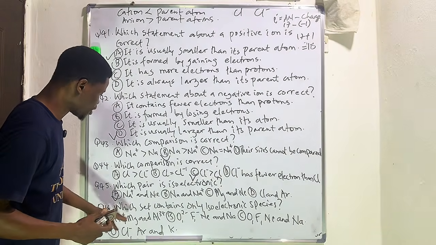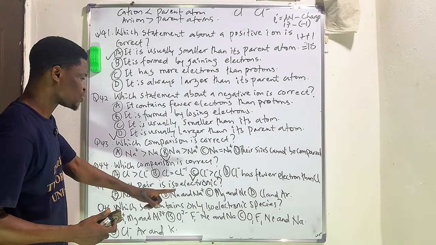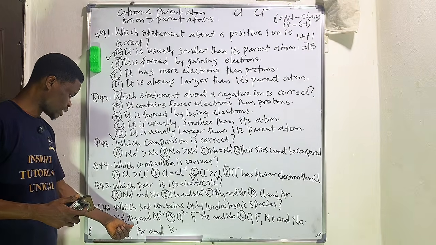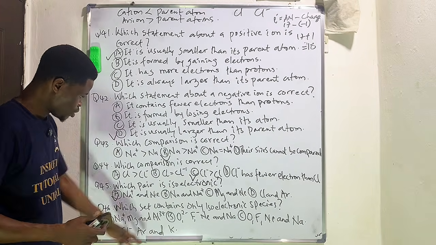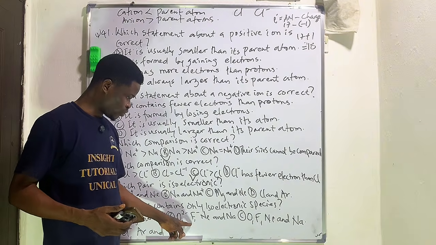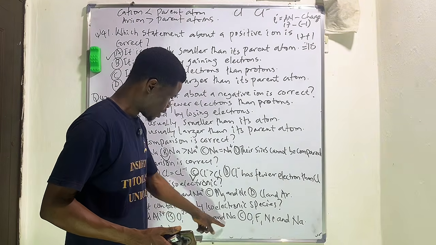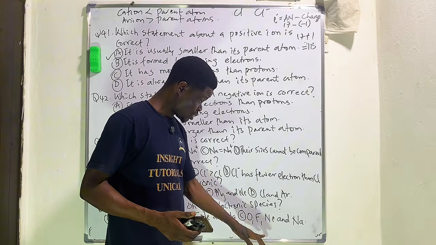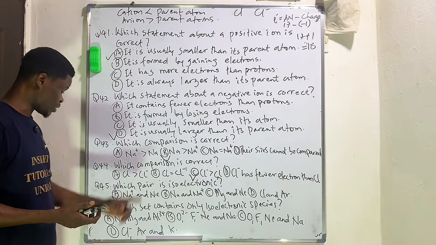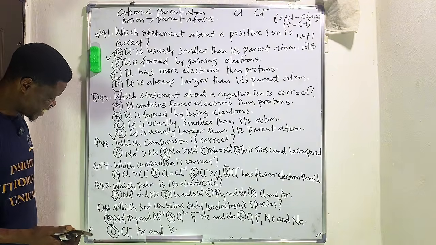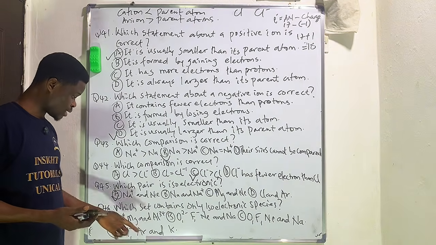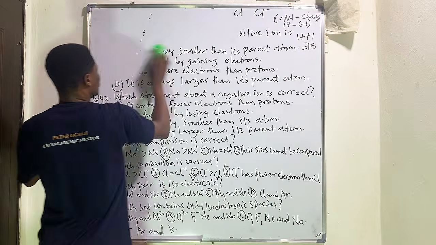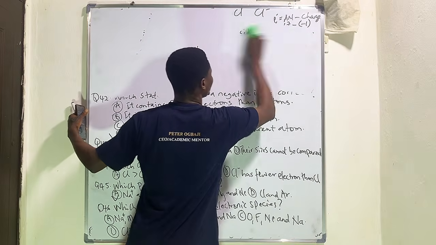Question 46 says, which set contains only isoelectronic species? We have sodium ion, magnesium atom, and aluminum ion. We have oxygen ion, fluorine ion, neon atom, and sodium atom. We have oxygen atom, fluorine atom, neon atom, and sodium atom. And D, we have chlorine ion, argon atom, and potassium atom. Let me make space here above so that we'll be able to explain this concept very well.